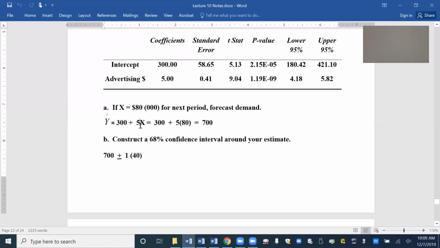Okay, this is the most important number in the formula. It is the slope. The slope is the multiplier, if you will. X gets multiplied by the slope.